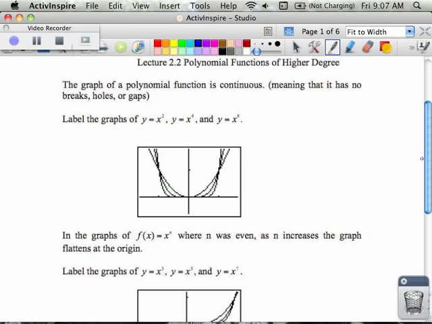Today we're going to talk about higher degree polynomials. So the first thing that you should know, Champ, not today, I got it. Today we're going to talk about higher degree polynomials.